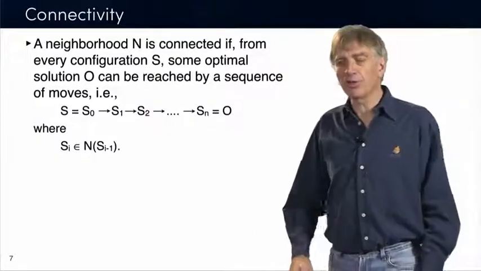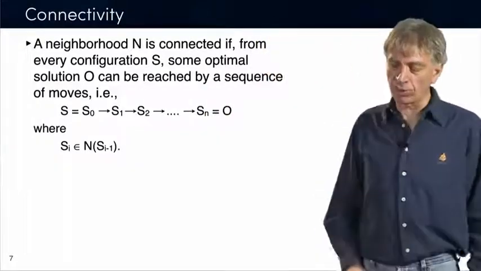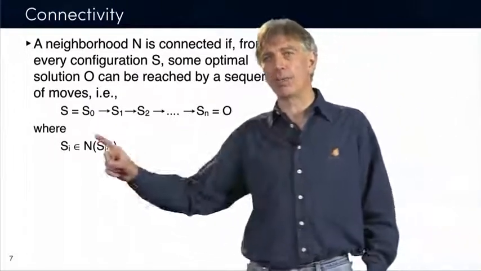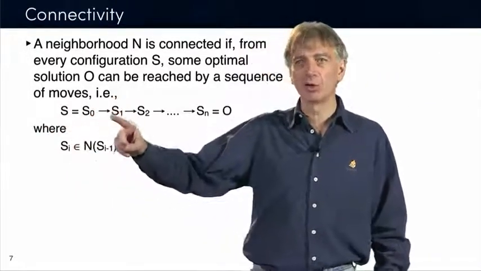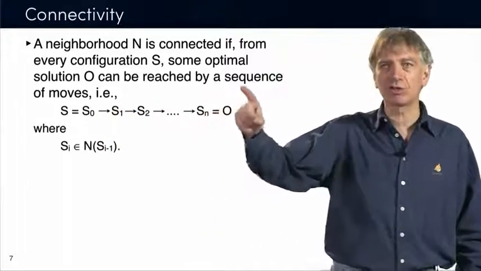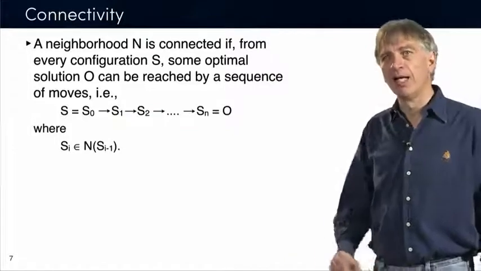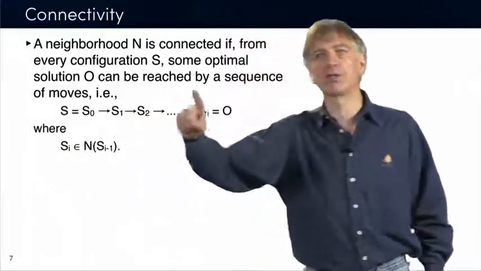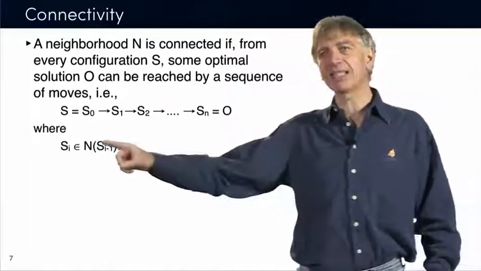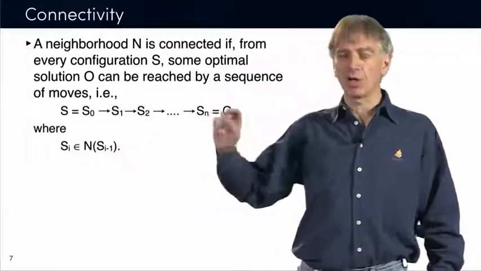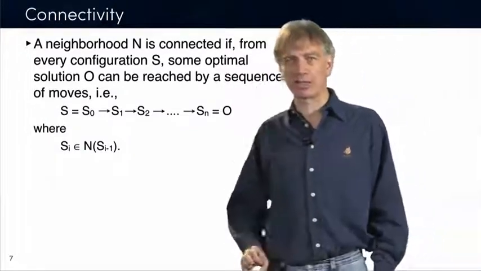Okay, so there is an optimal solution O that you can reach by taking local moves. And what is a local move? Well, you start from S, that's state S0. Then you can take a local move to go to S1, then to S2, to S3, and so on, up to Sn, which is the optimal solution that you're looking for. Every one of these configurations can be accessed by a local move, which basically means that Si is in the neighborhood of Si minus 1. So this is the definition of connectivity.